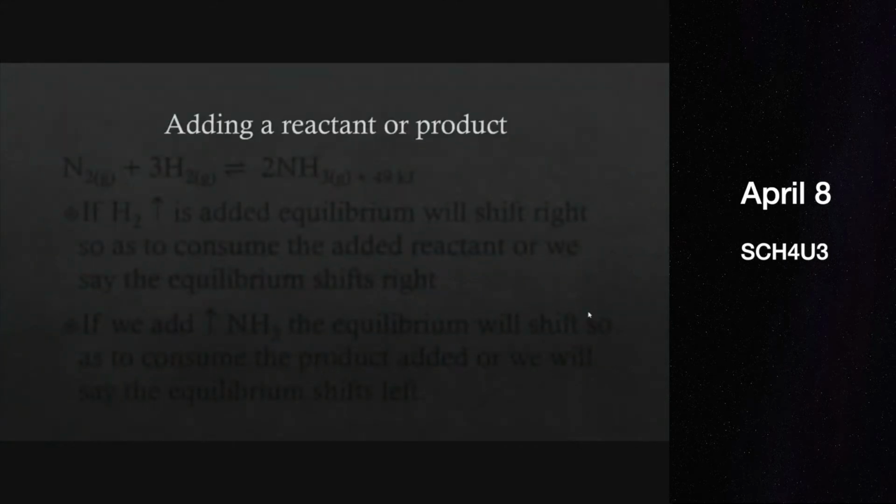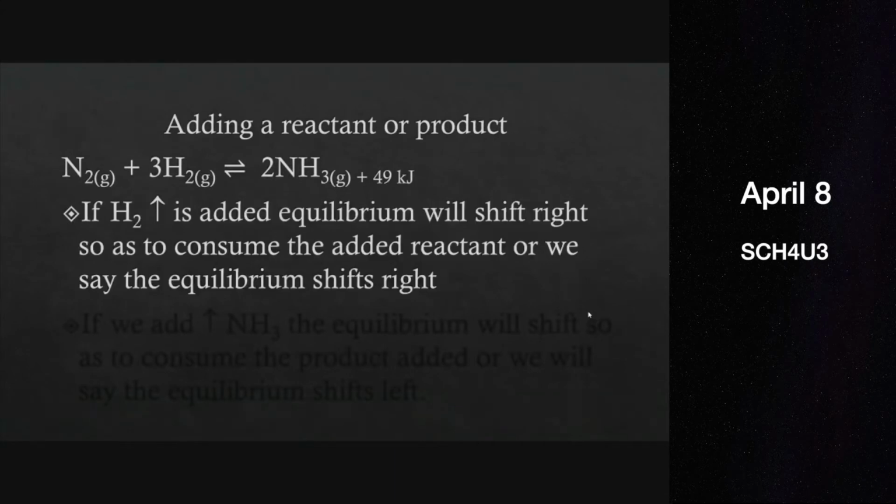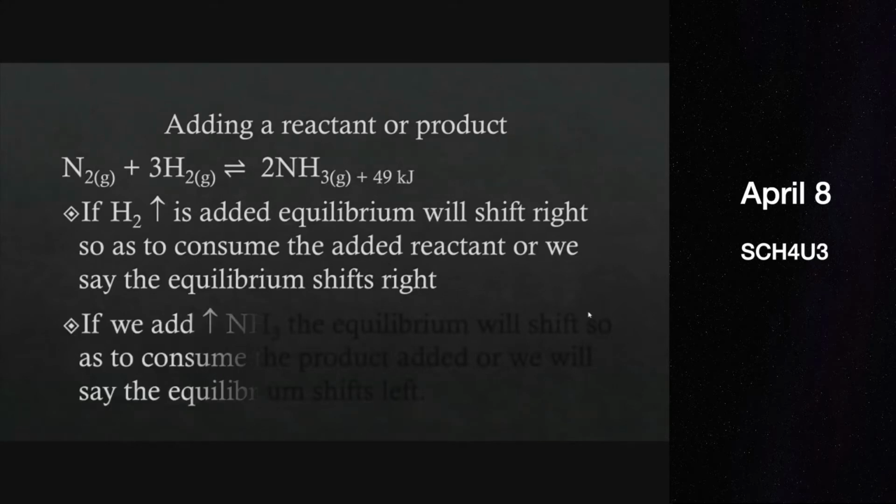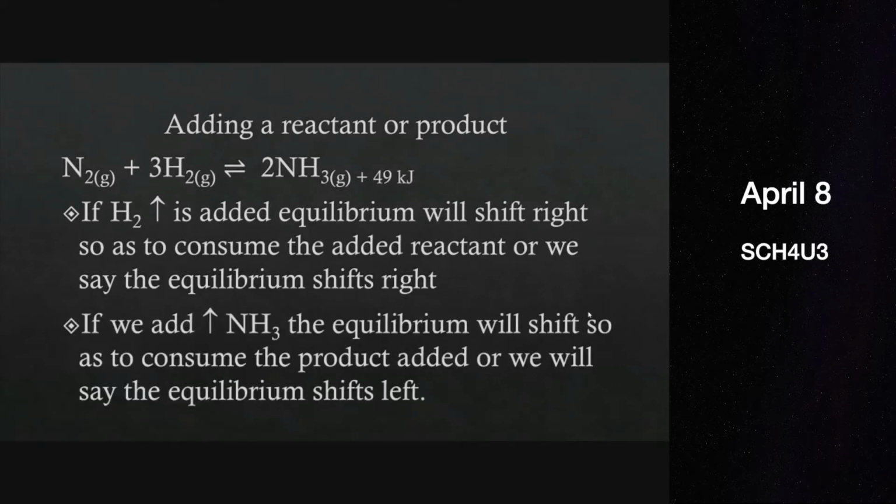Now, adding a reactant to product, we're going to look at the second reactant. Hydrogen is again a reactant, so it's going to have the same effect as adding nitrogen. Since we are adding more reactants, immediately it consumes the reactants and tries to decrease the concentration. At the same time, it increases the concentration of ammonia. Therefore, the equilibrium will shift right.